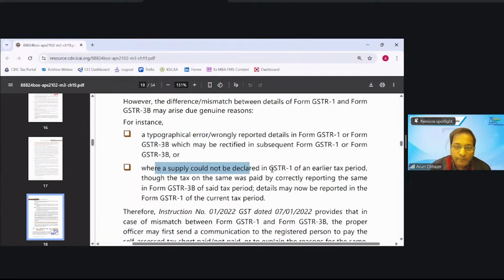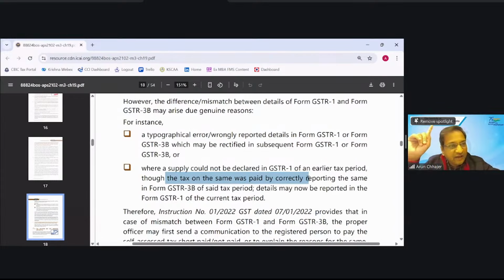Where the supply could not be declared in GSTR1 of earlier tax period, though the tax on the same was correctly reported in the 3B. देखो ये भी बड़ा important कारण हो सकता है. See, return means section 39, GSTR 3B. तो क्या होता है, एक इनवॉइस मेरे से रिपोर्ट होना मिस हो गया. The transaction was pertaining to December, but when I am filing the GSTR1 for December, I missed. What is the alternate solution? Assuming that the GSTR1A was not there.